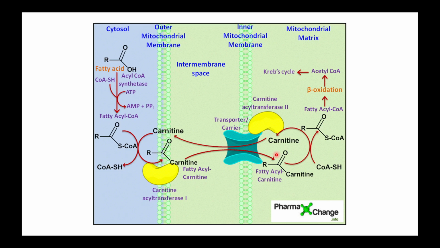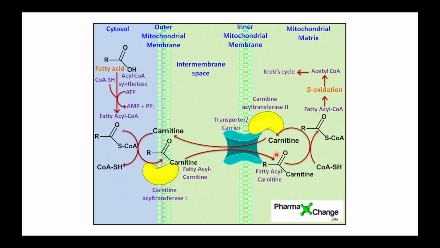more fatty acyl coenzyme A from the cytosol to the mitochondrial matrix. So this carnitine that is transported back from the mitochondrial matrix to the outer membrane or cytosol, that transport again occurs via translocase, and this carnitine will then again bind to another fatty acyl coenzyme A to become fatty acyl carnitine, and that fatty acyl carnitine can enter the mitochondrial matrix through translocase.